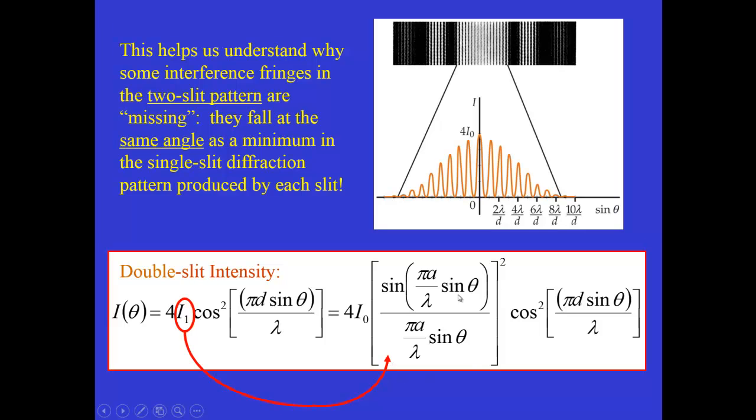So we end up with a rather complicated function, but we see it's a product of a cosine squared term that oscillates back and forth from 0 to 1 over and over again, modulated by this sine squared term, which also goes from 0 to 1 and back. That means the individual peaks that come from the double slit get smaller and smaller, and eventually they vanish. That's why in some of these patterns there are missing fringes.